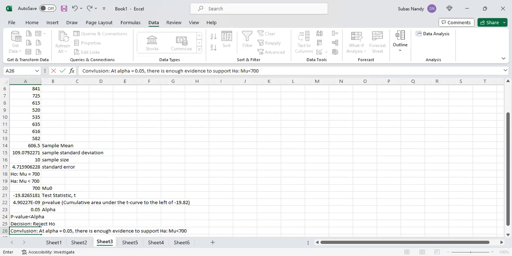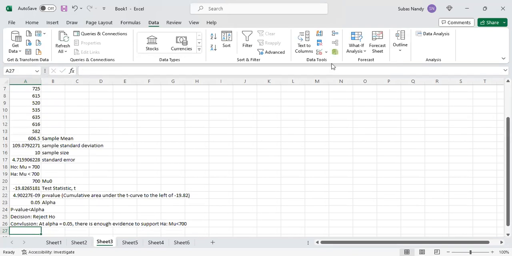Okay, so again, let me summarize what I did. First, I found out the sample mean, which is equal to average. The data is from A4 to A13. Then I found out the sample standard deviation, which is equal to standard deviation dot S. Dot S implies that it's a sample standard deviation. And again, A4 through A13. Then I found the count of the numbers of sample, or sample size, equal to count A4 through A13.